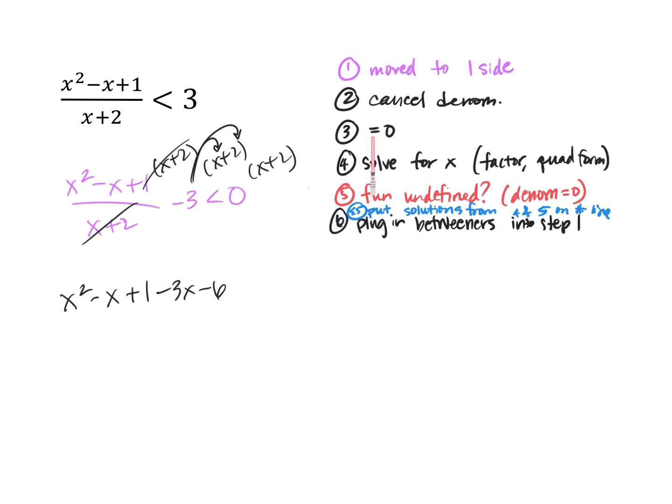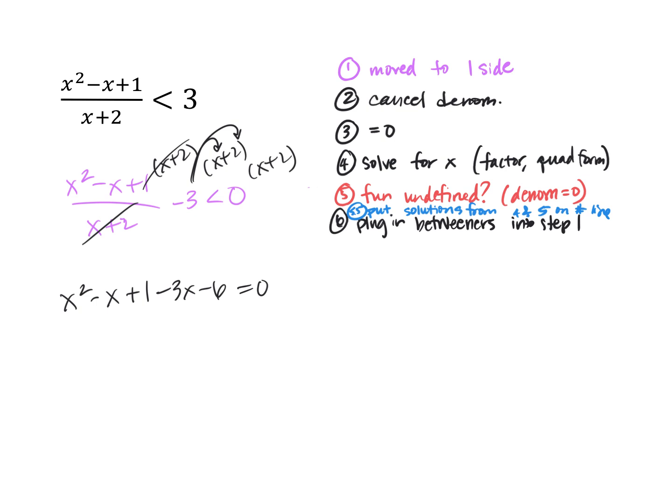Look at what step 3 is. Set it equal to 0. So don't keep that less than sign. This time I'm going to say set it equal to 0. And then step 4 says solve for x. So I want to go ahead and factor or do the quadratic formula or something like that. And I can't factor this till I have it in descending order.